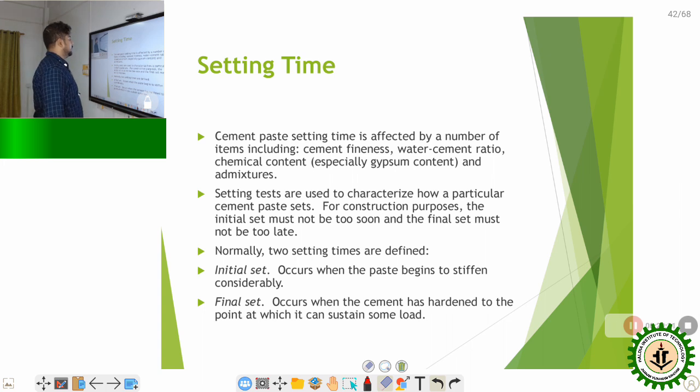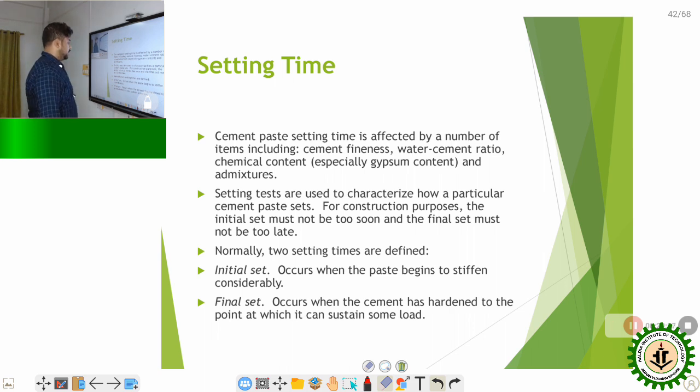Cement paste setting time is affected by a number of items, including cement fineness, water-cement ratio, chemical content, gypsum content, and admixtures. Setting tests are used to characterize how a particular cement paste sets for construction purposes. The initial setting time must not be too soon, and the final setting time must not be too late. Normally, two settings are defined. The initial setting time is normally 30 minutes for OPC, and the final setting time is normally 10 hours for OPC.